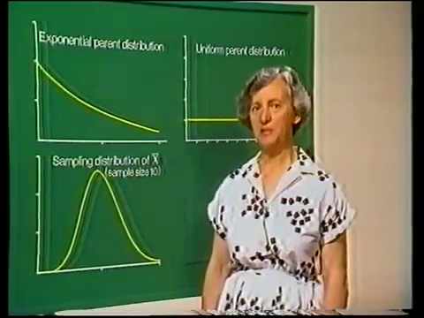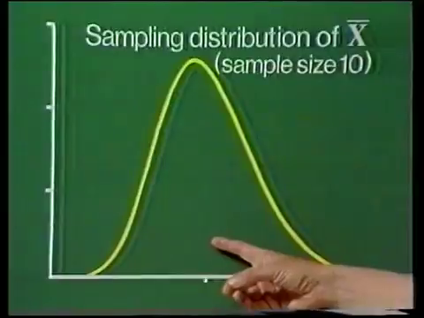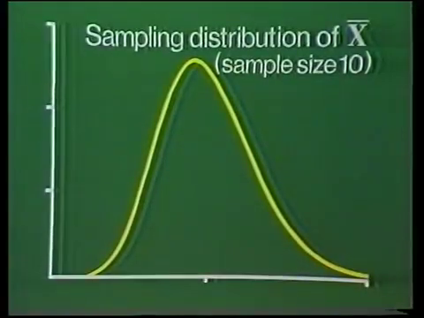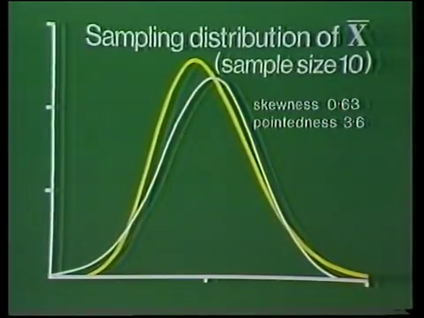So, if the parent distribution is exponential, the sampling distribution for n equals 10 looks like this. It looks fairly close to the PDF of a normal distribution, and if we superimpose the appropriate normal, we can see how close they are. With n equals 10, the distribution of x bar is still somewhat skew, and if we look at the coefficients of skewness and pointedness, we get skewness 0.63 and pointedness 3.6. Still some way from the 0 and 3 of the normal distribution, but starting to approach them.